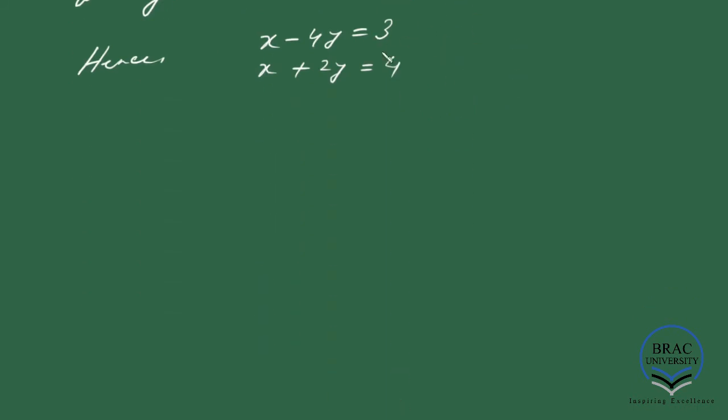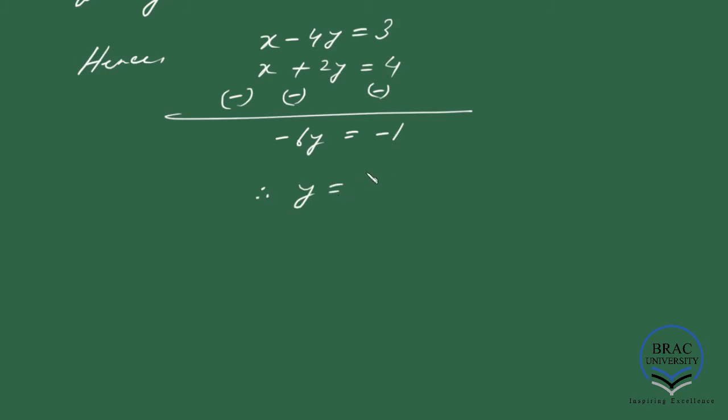Now I can subtract this equation from this. So these are the signs, and then I subtract them. Then these two cancel each other out. It's plus and it's minus, and this is minus, this is also minus, so we have 4y minus 2y, which is going to be minus 6y, and then we have positive 3 and negative 4, and that gives you negative 1. So from here what we can write is y is equal to 1 over 6.